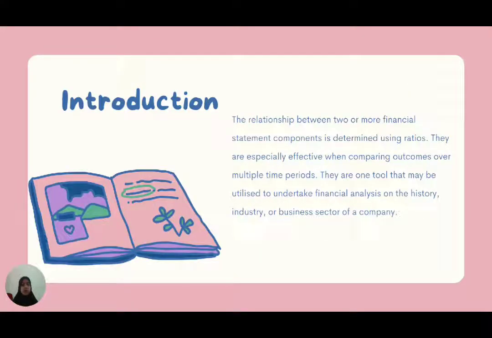Today our group is presenting about business finance, which is financial ratio. Ratio is the relationship between two or more financial statement components and determined using ratio. They are especially effective when comparing outcomes over multiple time periods. They are one of the tools that may be utilized to undertake financial analysis on the history, industry, or business sector of the economy.